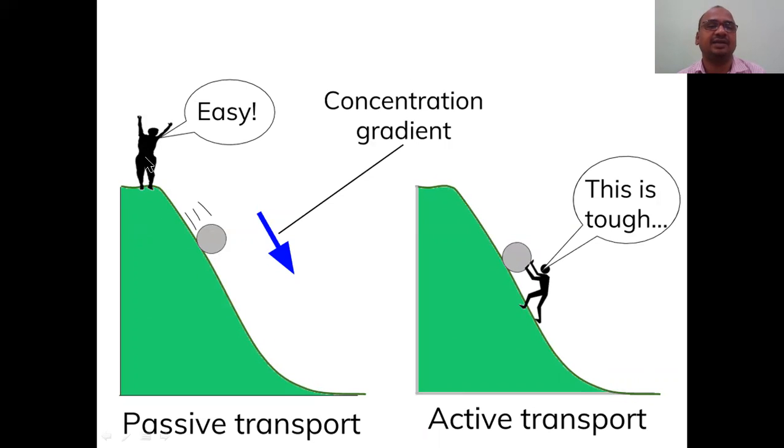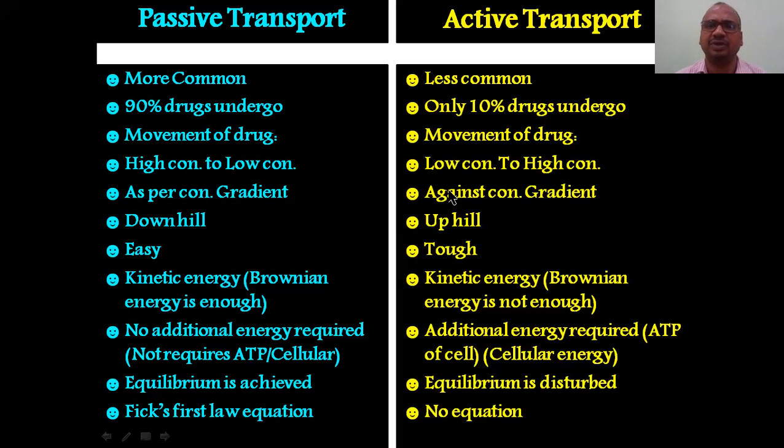Whereas here, easy job, just a small push is enough. One push is there, automatically, energy is not required. From high concentration region to low concentration region. This is a very easy job. Passive transport. No energy is required. Okay. That's why this is called downhill transport. This is called uphill transport. These points you have to keep in your mind.